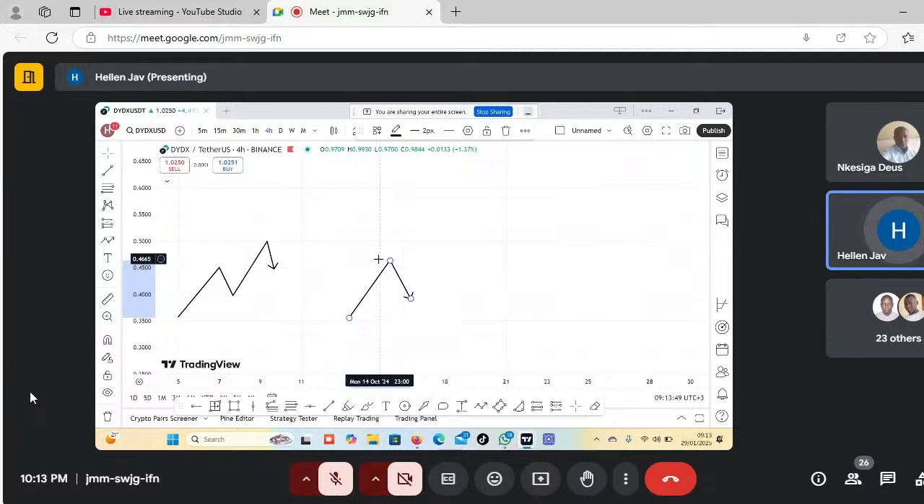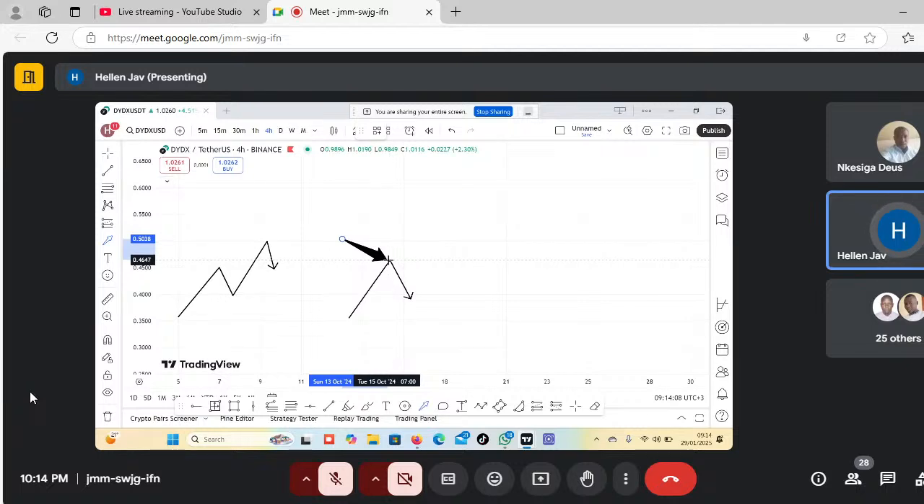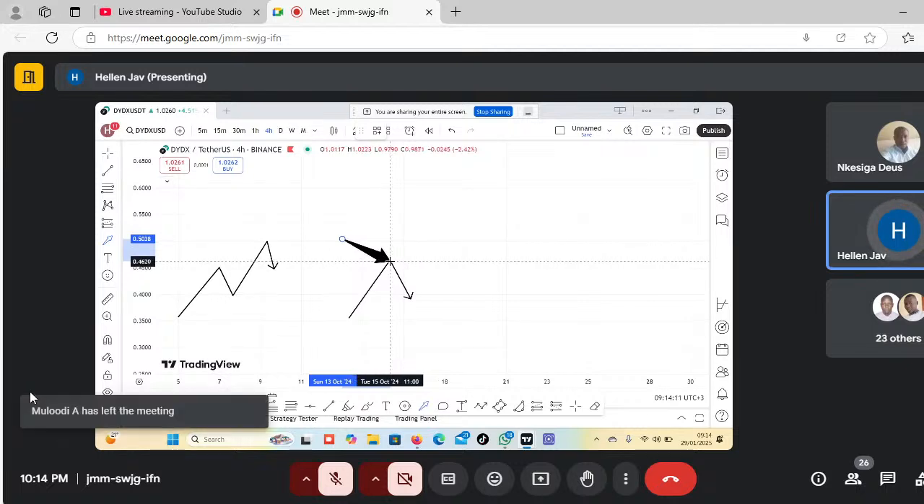The moment it stops on this point here, it means that we are having a resistance. We are having resistance power. That's why the market couldn't go beyond that point. Are you getting my point, guys? Your market failed to go beyond this point. So what does that mean? It means that we have created a resistance there automatically.